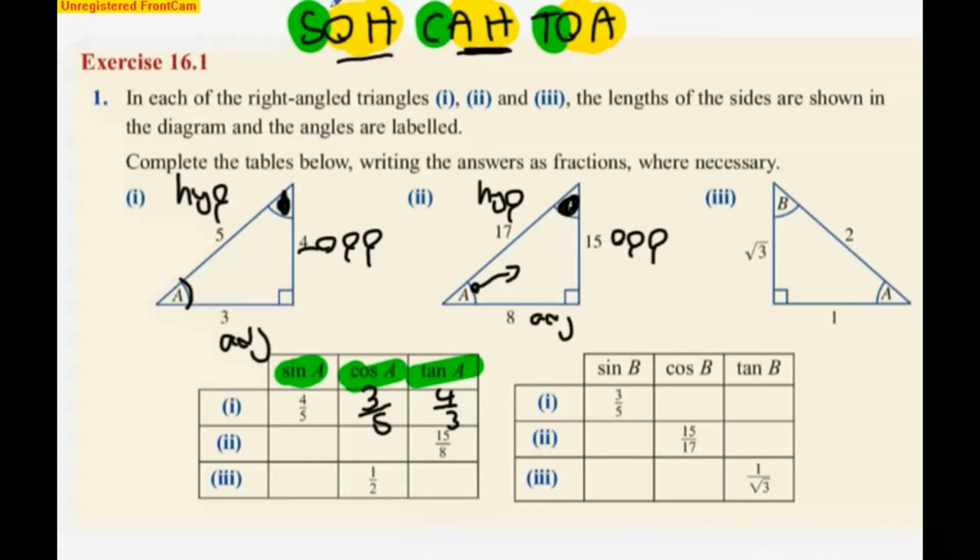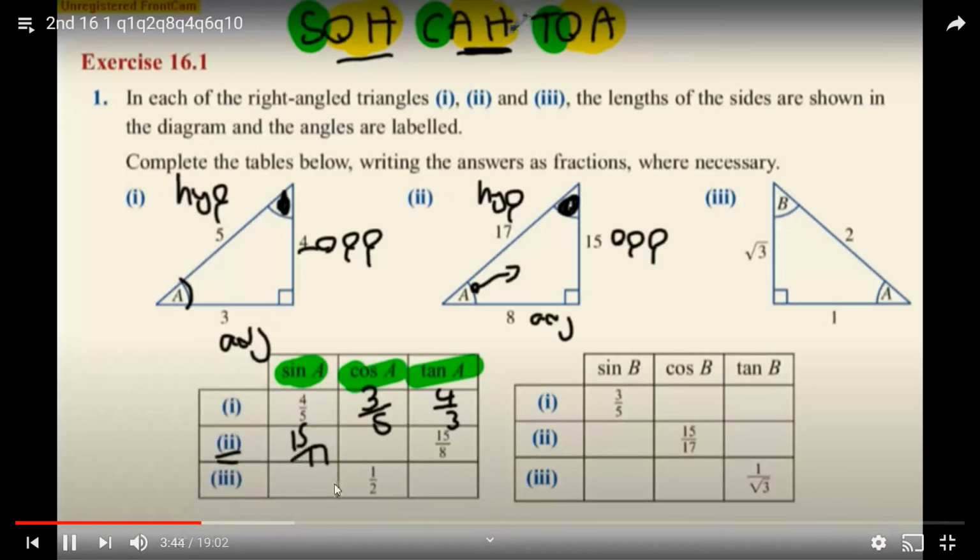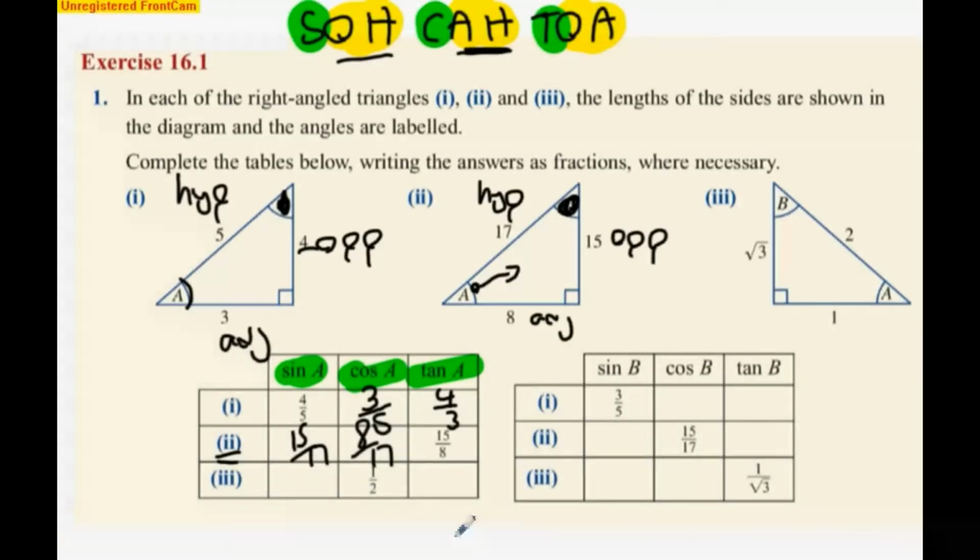Then we do opposite divided by hypotenuse. The opposite is 15, and the hypotenuse is 17, so it should be 15 divided by 17 for this one. Next one we're going to do is adjacent over hypotenuse for cos, and that's 8 over 17. Now we're on to triangle 3, hopefully.